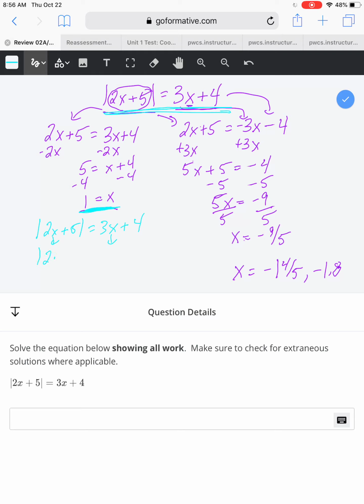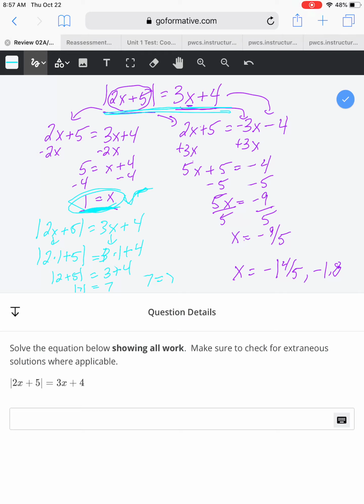So I write down the original problem and I replace my x's with everything that's there. So this is going to be 2 times 1 plus 5 is equal to 3 times 1 plus 4. Okay, 2 times 1 is 2 plus 5, absolute value, is equal to 3 plus 4. The absolute value of 7 is equal to 7. 7 is equal to 7. So I know that that checks out. I'm going to put a little check next to it. I know that this is a solution. I'll even circle it.